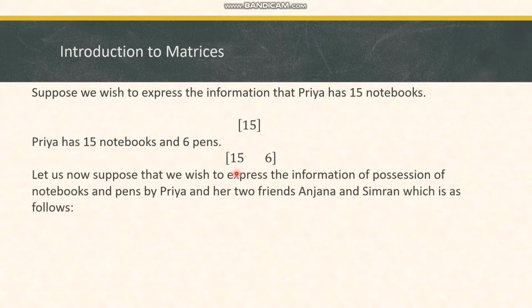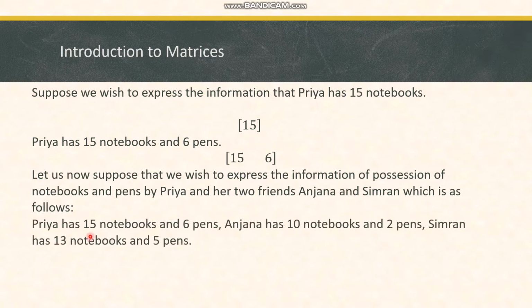Now suppose Priya has two friends, Anjana and Simran, and they possess different numbers of notebooks and pens. Suppose Priya has 15 notebooks and 6 pens, Anjana has 10 notebooks and 2 pens, and Simran has 13 notebooks and 5 pens. So we can represent this information in two ways. The first one is this and the second one is this. Let's see these two kinds of representation carefully.